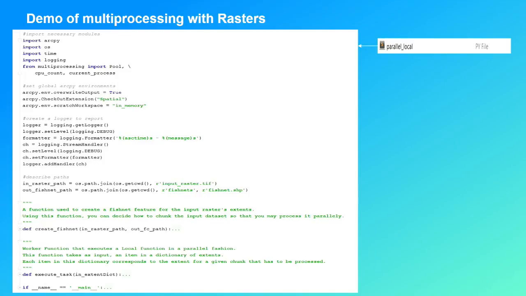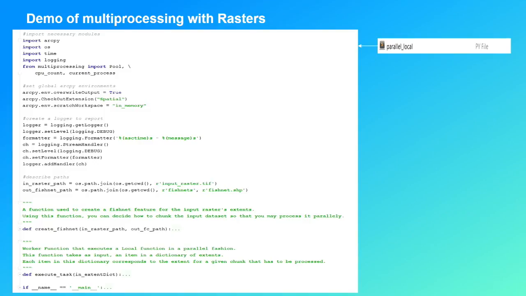I have the entire program here, and I have collapsed some sections towards the end. Let's go through it from the start. In the first section, I'm just importing some necessary modules. I'm grabbing my ArcPy module that I need for my geoprocessing. I'm also getting some functions from the multiprocessing module, such as the Pool function and then CPU count to give me an idea of how many processes I'm working with. And then I'm setting some ArcPy environments.